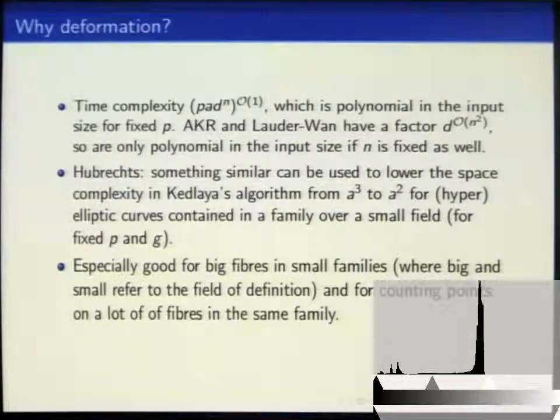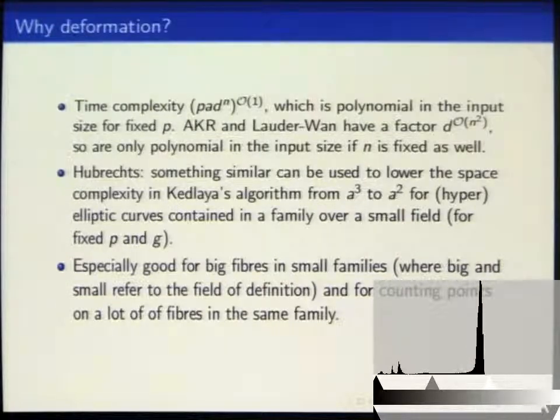Okay, so that's one thing, the time complexity reduced by Lauder for smooth projective hypersurfaces. Then Hubrecht did something similar for hyperelliptic curves. Those are not smooth projective, but almost, they're smooth in a weighted projective space. And he showed that one could get the memory consumption down from 1 to 2. There are some remarks to be made about this.